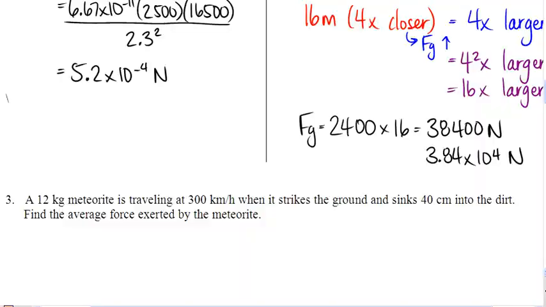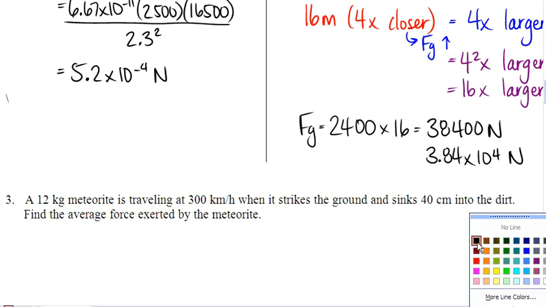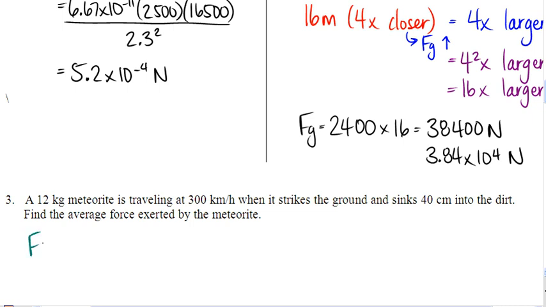All right, number 3. A 12 kilogram meteorite traveling really fast, 300 kilometers an hour, strikes the ground, sinks 40 centimeters into the dirt. Find the average force exerted by the meteorite. So this is going to be an Fnet equals ma question. Now remember, in the theory section I said the usual way to find Fnet was to work with a free body diagram. It turns out in this case probably not the easiest way to do it.